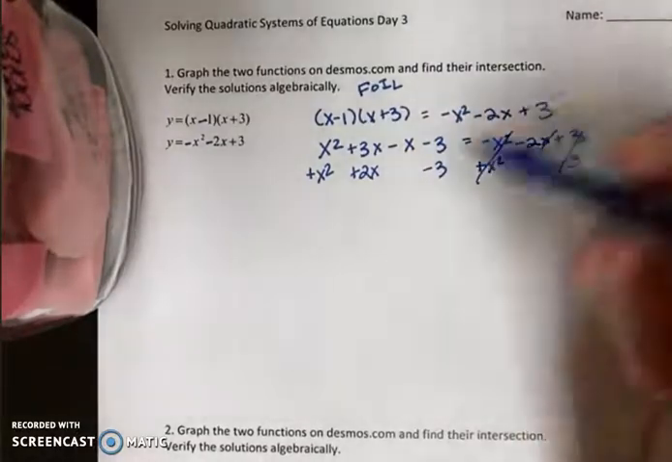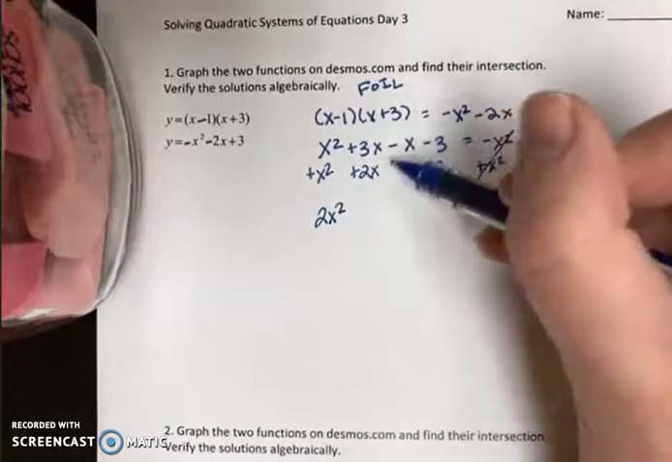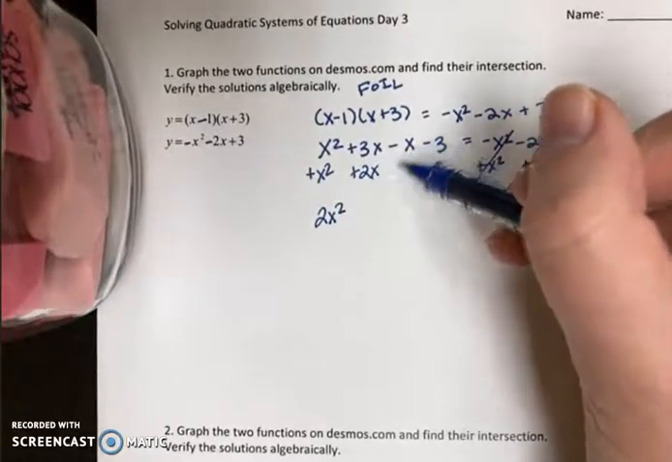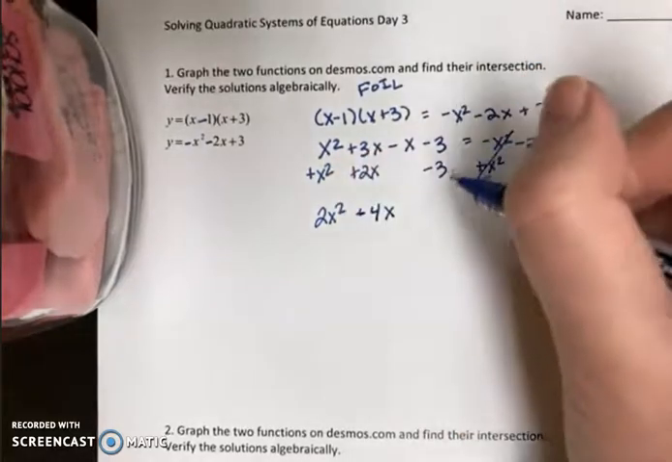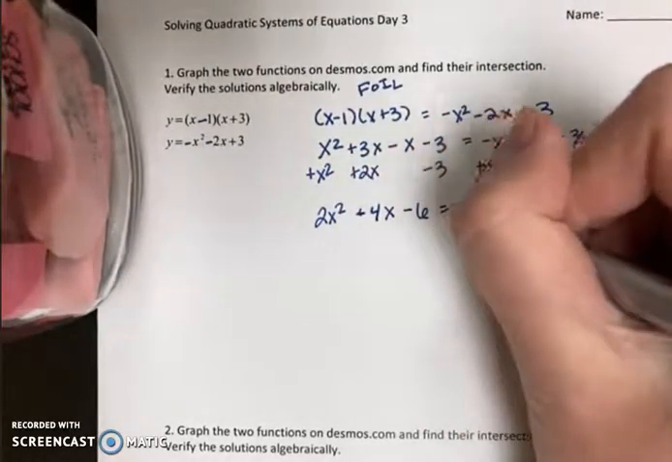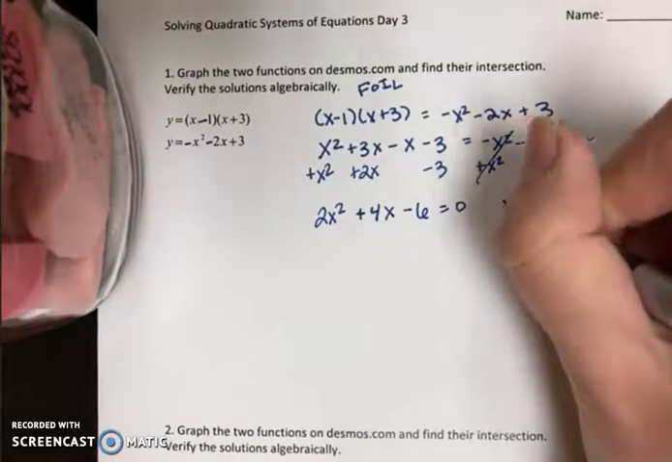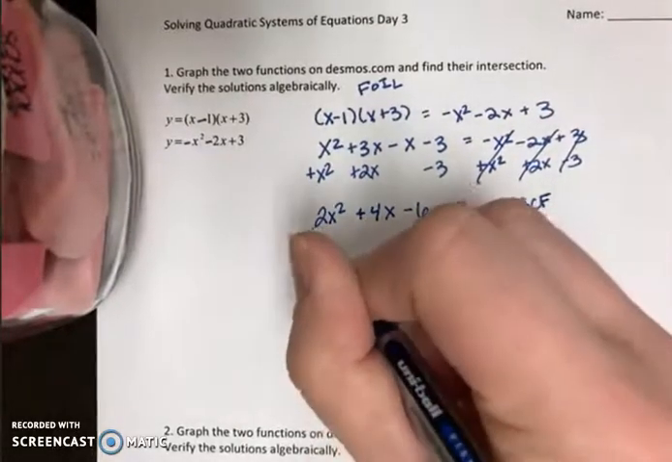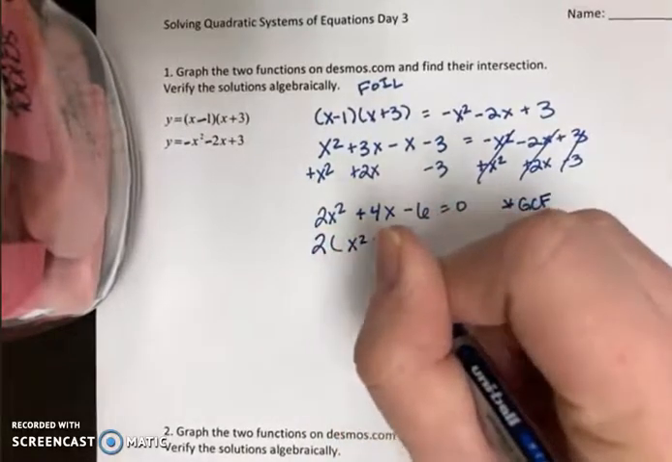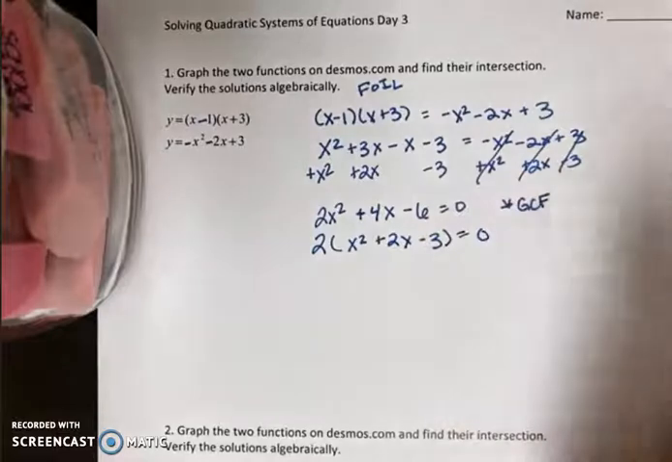Combine like terms, so x squared plus x squared is 2x squared. I have 3x plus 2x minus x, so all of that together gives me a 4x. And negative 3 minus 3 is a negative 6. Then I'm going to try to find the solutions. You should always try to factor first, and when you factor, you need to check for GCF. There is a GCF of 2 here, so that gives me x squared plus 2x minus 3, and that is the trinomial that I will be factoring.